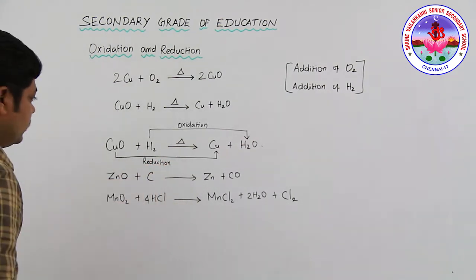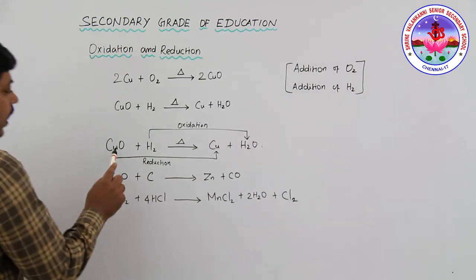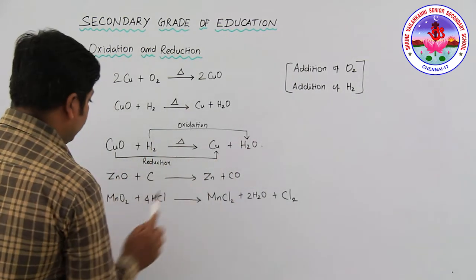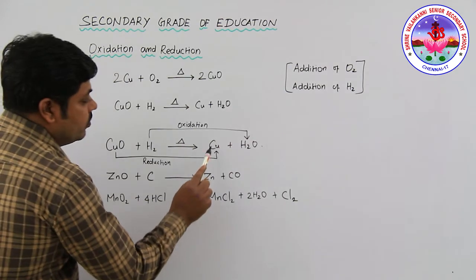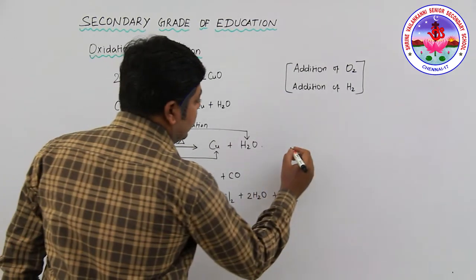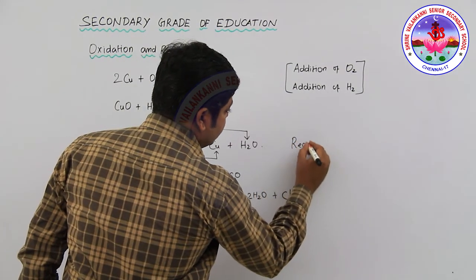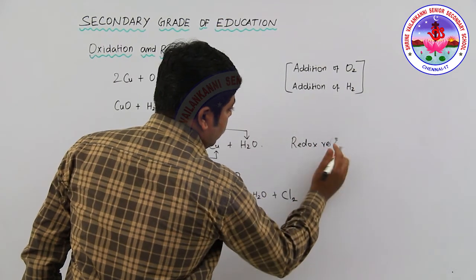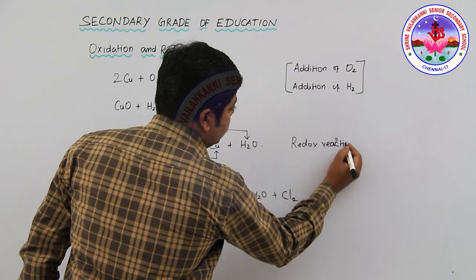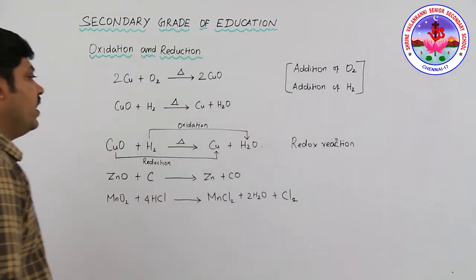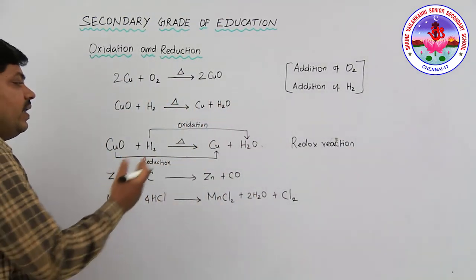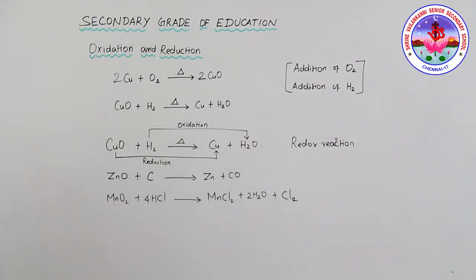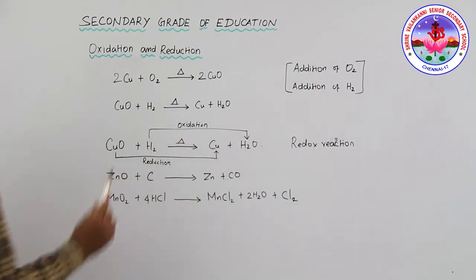So in a chemical reaction, one species undergoes oxidation and another species undergoes reduction. Such a reaction is called a redox reaction, or oxidation and reduction reaction. So this is an example of the redox reaction.